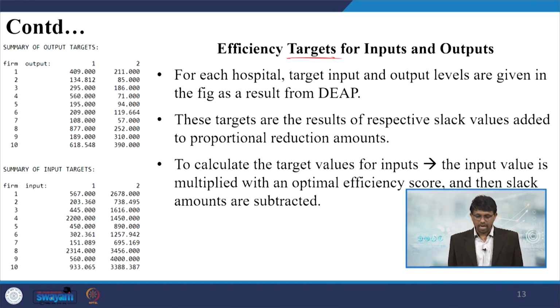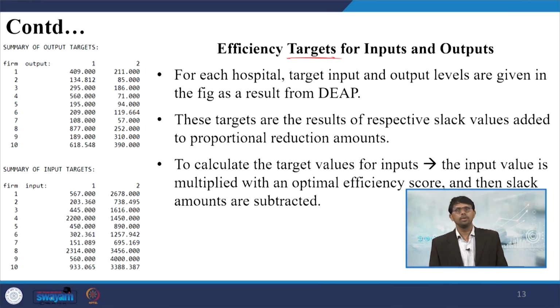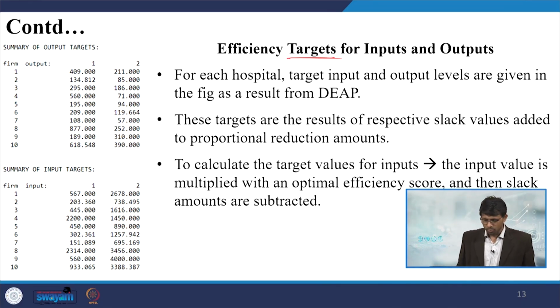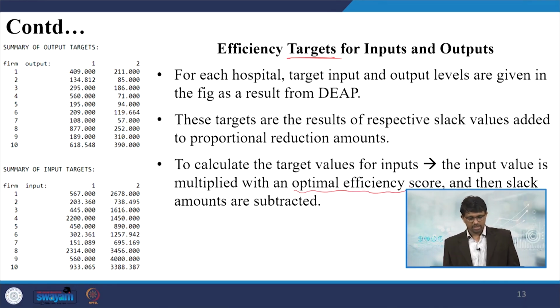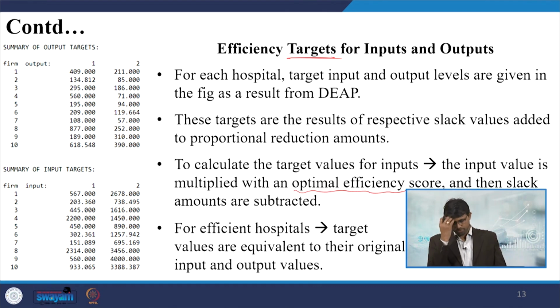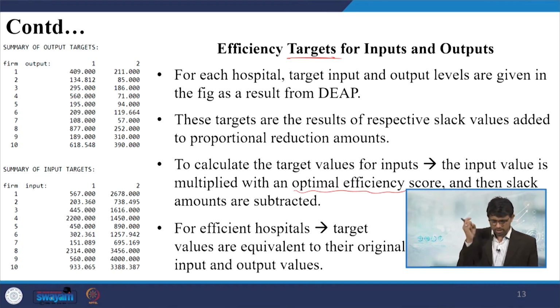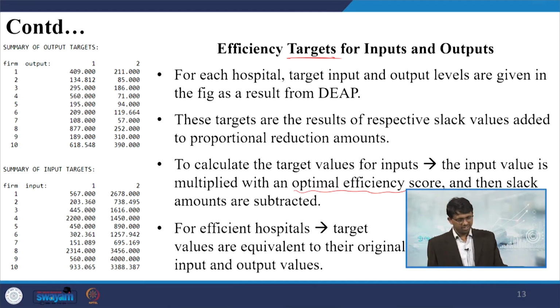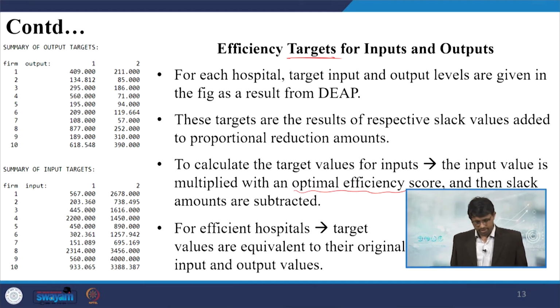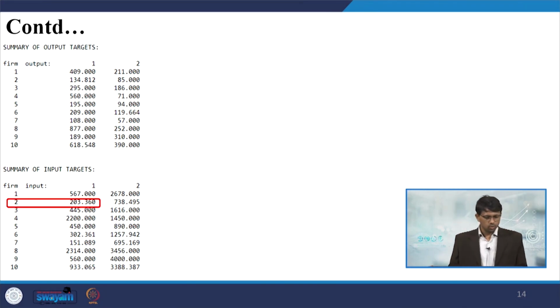So, to calculate the target values for input, the input value is multiplied by the optimal efficiency score, and then slack amounts are subtracted as per the formula which was already given to you. Okay, if you remember that formula, the optimal score is determined, then from the optimal score we apply the slack method and it can be calculated. For efficient firms, target values are equivalent to their original input and output values. So, no need to calculate further. Here we are sticking to 2 once again.